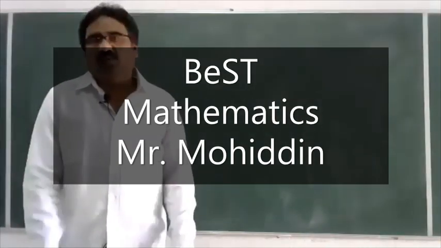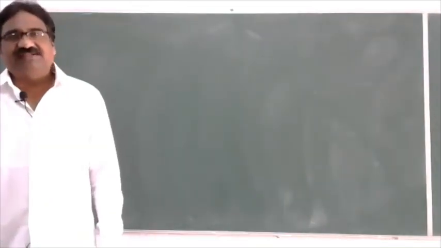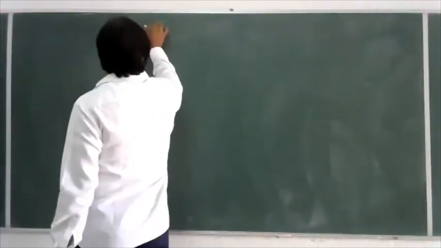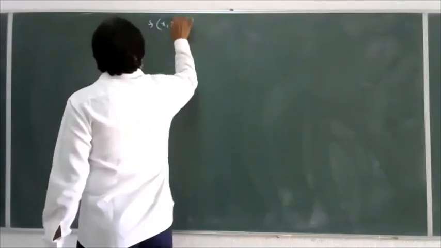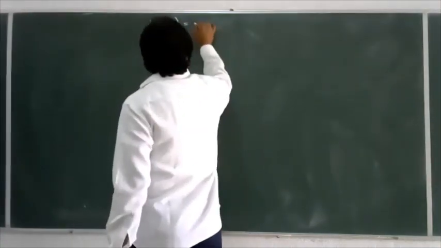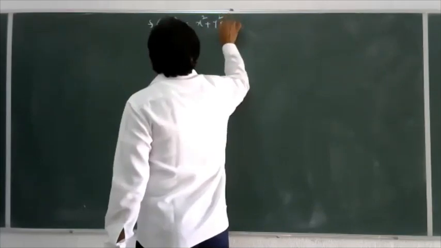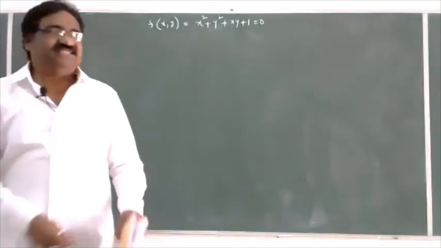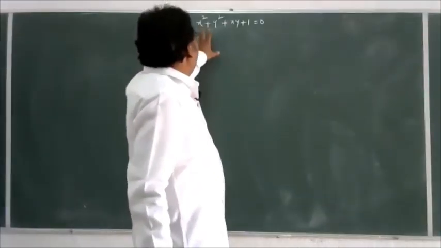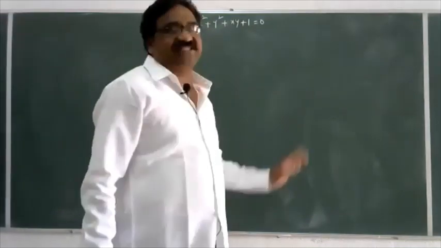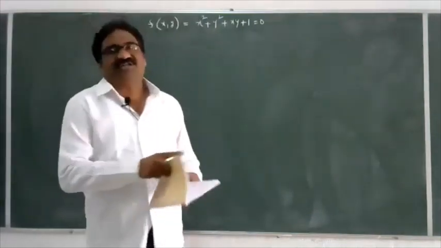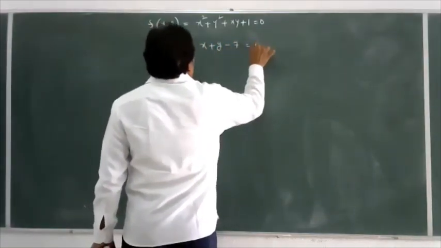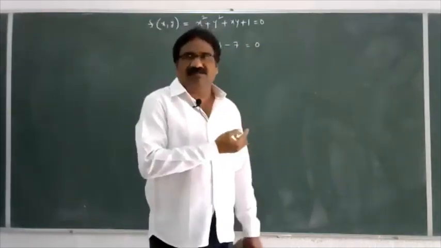We discussed what is meant by explicit and implicit functions. An implicit function is a function in the form of two variables, that is, f(x, y) = x² + y² + xy + 1 = 0. That is, the function is in the form of two variables, then it is called an implicit function. For example, x + y − 7 = 0 is also called an implicit function.